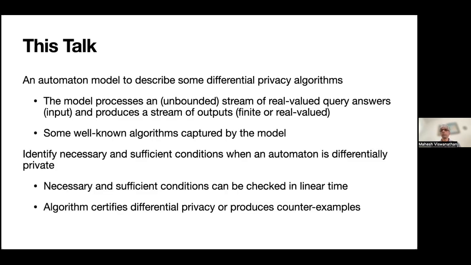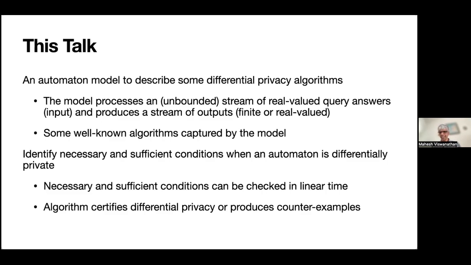And what we'll do is identify certain necessary and sufficient conditions on the automata, or rather on the graph that underlies the automaton. And these will be very simple to check. They can be checked in linear time, and it will either prove that the algorithm modeled by the automaton is differentially private, or it will come up with a counterexample that demonstrates that the algorithm is not differentially private.